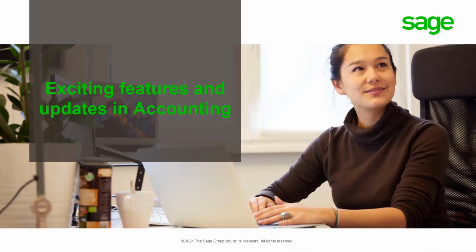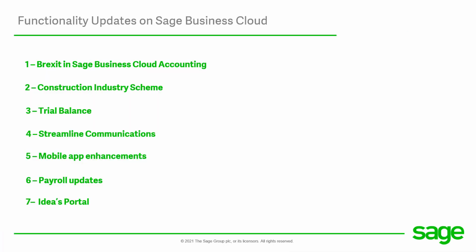Now we're going to have a look at the exciting features and the new updates in accounting. The functionality updates that I'm going to be taking you through today are Brexit and how it reflects in Sage Business Cloud Accounting, the CIS scheme, trial balance, and streamlined communication. I'm going to show you all the new mobile app enhancements, any new payroll updates as well, and the ideas portal, and make you familiar with that concept.